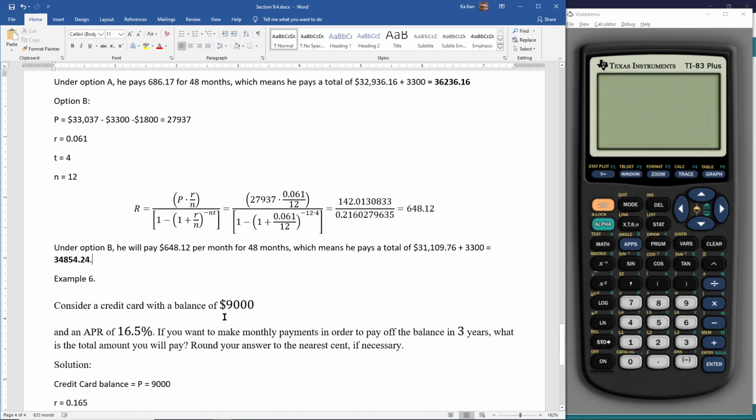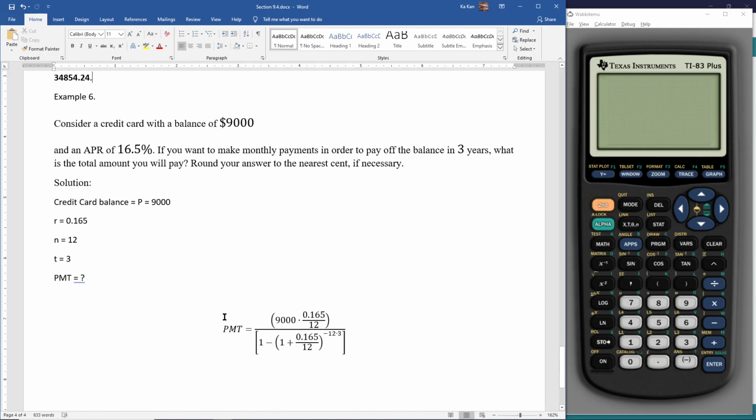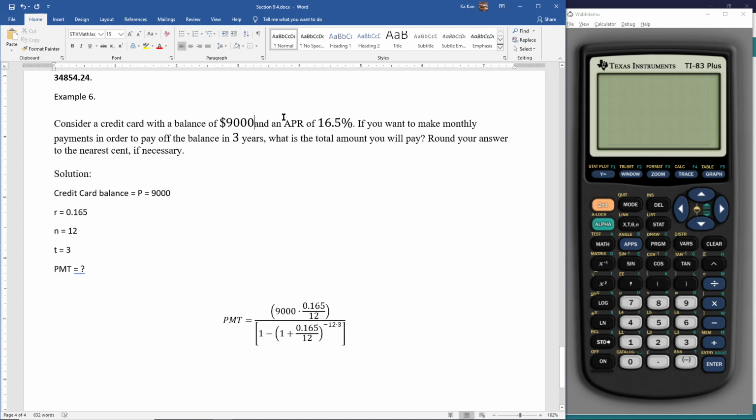Now on your homework, they want both answers. They want option A and option B. Now the next example is the credit card with the balance of $9,000. So let me just make the formula a bit better here. $9,000 is the total you owe on this credit card. The interest rate is 16.5%.